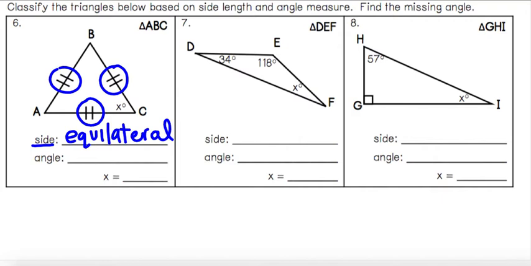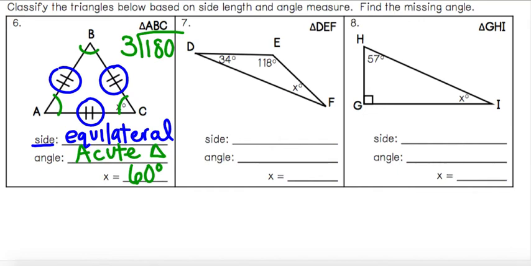Well, in order to figure out what this is, you would take 180 degrees and divide it by how many? 3 angles. 180 equally divided into 3 angles is going to be 60 degrees. Each of these angles is 60 degrees. They're all acute angles, which would make this, do you remember back in your notes? It would make it an acute triangle.